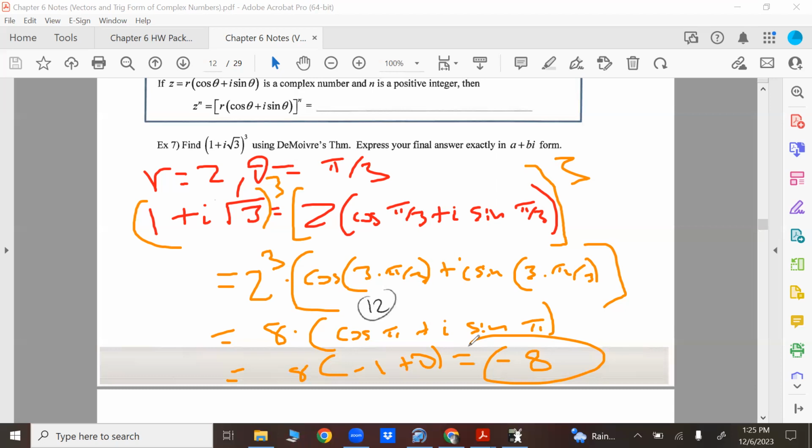Okay, why don't you guys try example 8? Try example 8, see how it goes. Should take about 2 or 3 minutes.